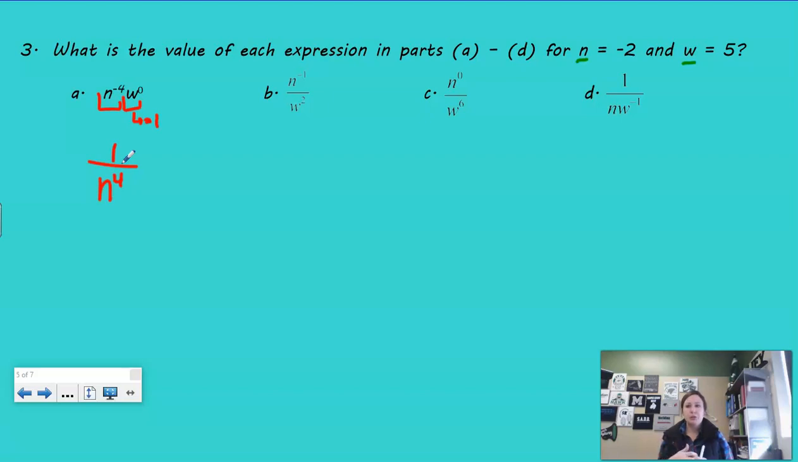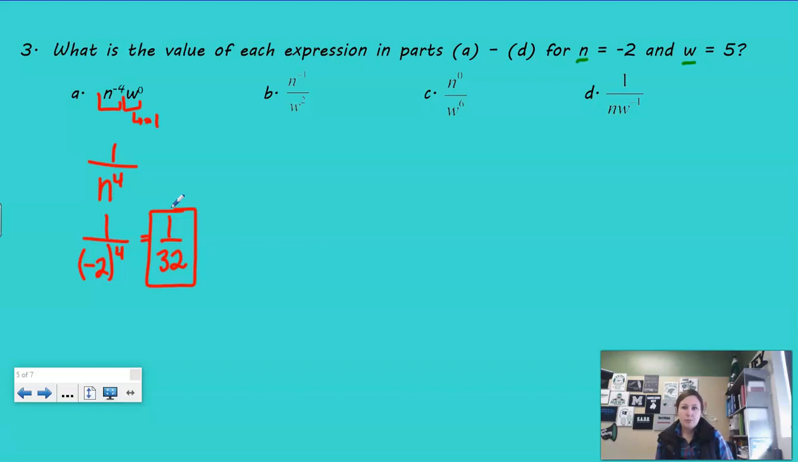But now we need to do something that you guys know how to do, and we need to now plug in negative 2 for n and evaluate. So because that n is negative 2, we're going to group that negative with that 4. So we've got to take negative 2 to the 4th power. So negative 2 times negative 2 times negative 2 times negative 2 gets us 1 over positive 32 because I multiplied an even amount of negatives.